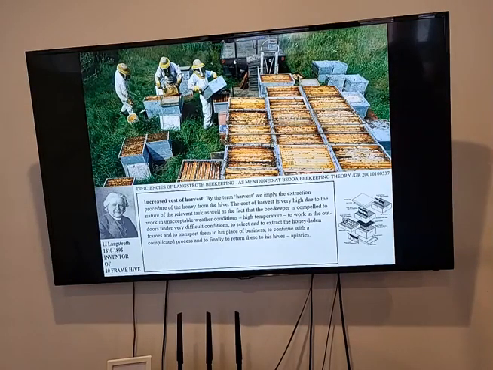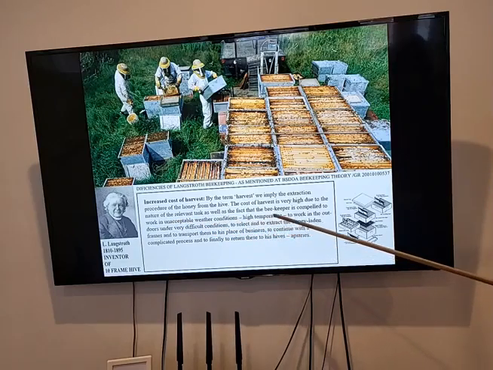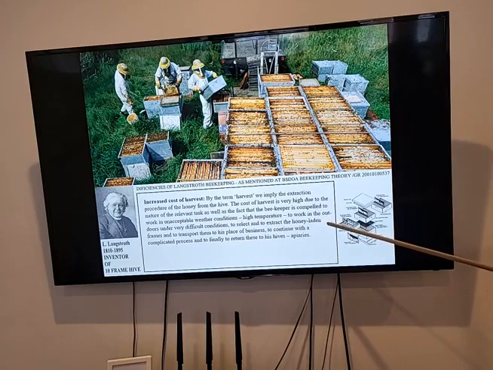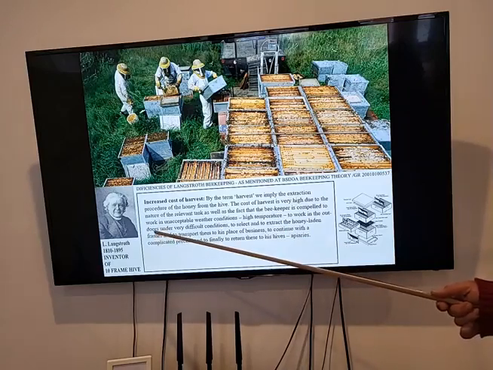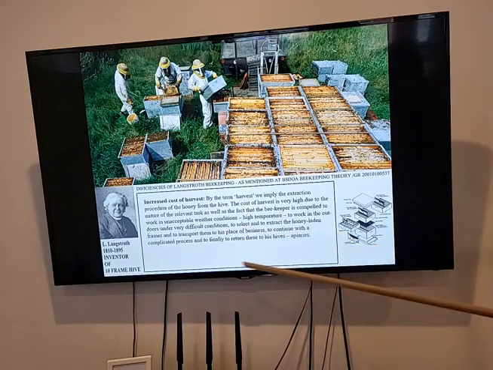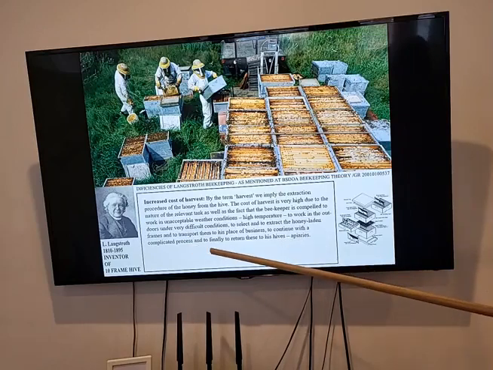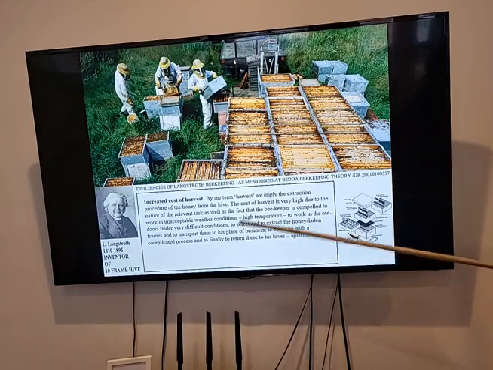Shall I read all that? By the term harvest, we imply the extraction procedure of the honey from the hive. The cost of harvest is very high due to the nature of the task, as well as the fact that the beekeeper is compelled to work in unacceptable weather conditions, high temperature, outdoors under very difficult conditions, to select and extract the honey-laden frames and to transport them to his place of business, to continue with a complicated process, and finally to return them to his hive's apiary.